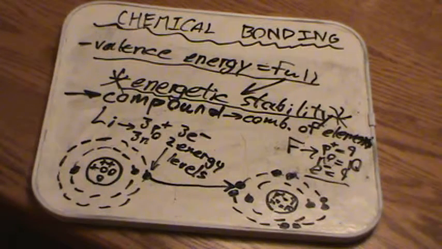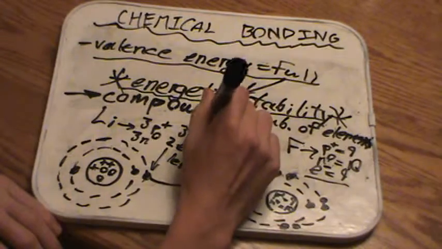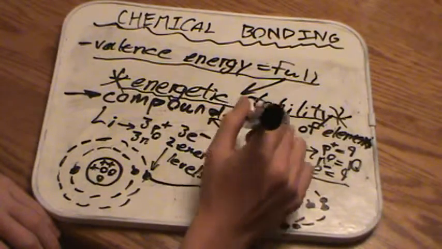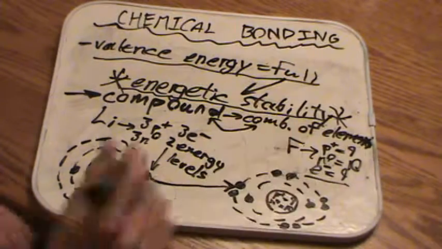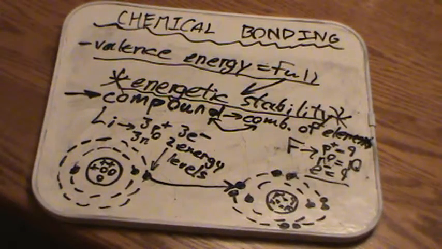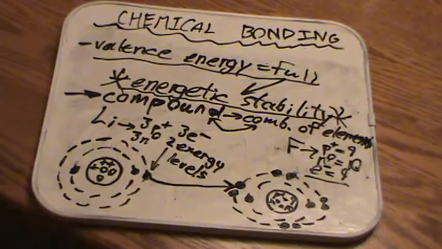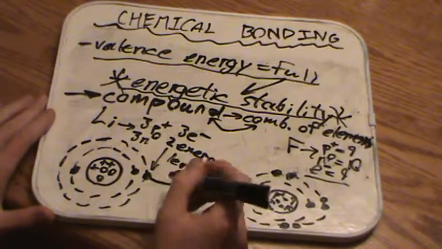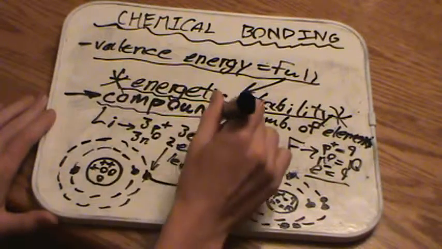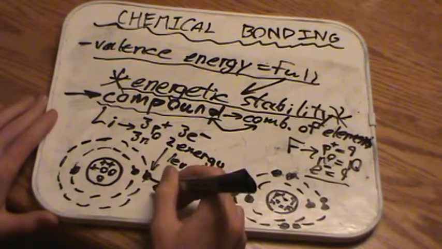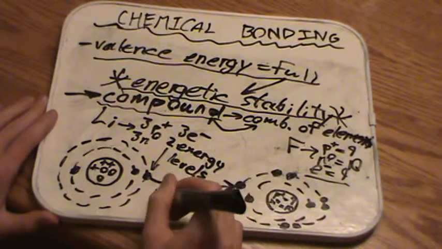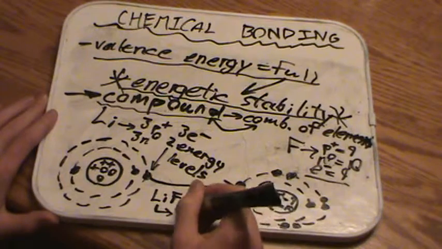But now how does this apply to this idea of bonding? Sure, they've transferred the electrons, but what is this idea of a compound? What does this mean for something to be in a compound, to be in a combination of elements? Well, when lithium and fluorine bond, when this transferring of the electron happens, they become a single thing called a compound. And this compound is called lithium. You write L-I-F, and it is called lithium.